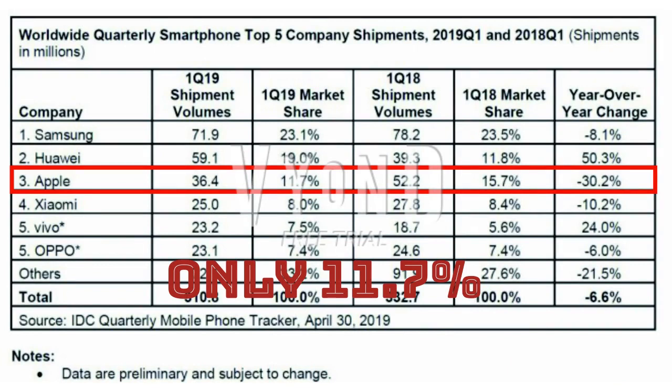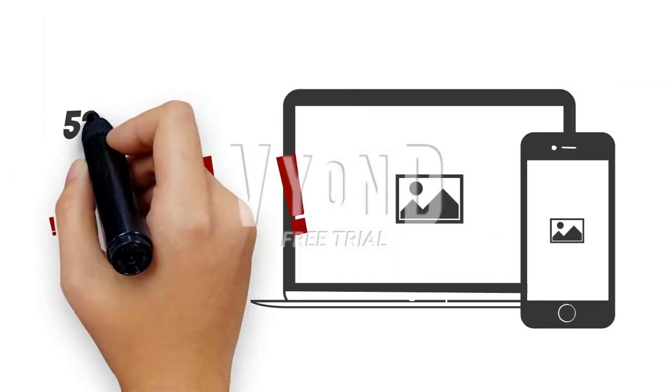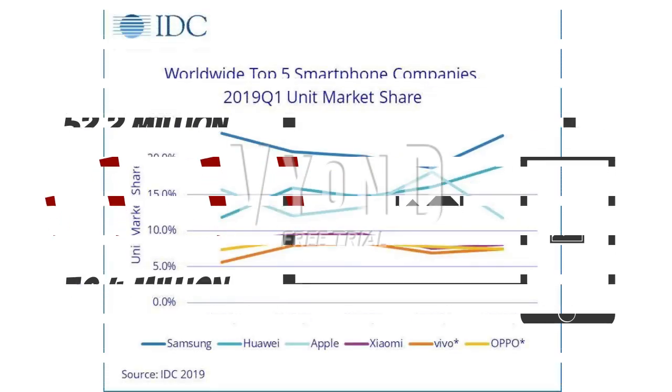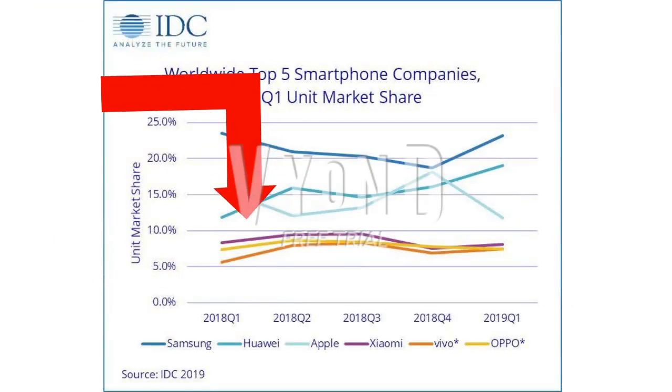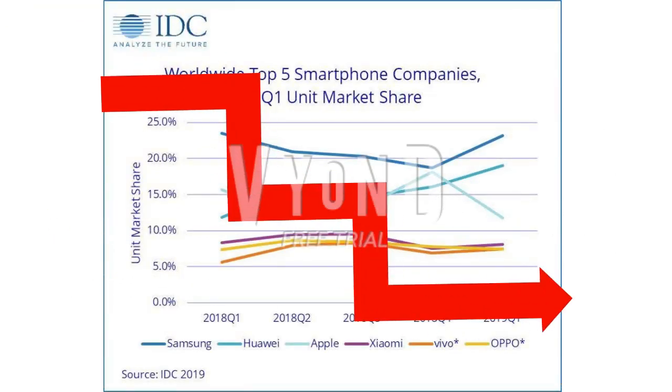Apple had a challenging first quarter as shipments dropped to 36.4 million units, representing a staggering 30.2% drop from 52.2 million iPhones shipped in the first quarter of 2018.